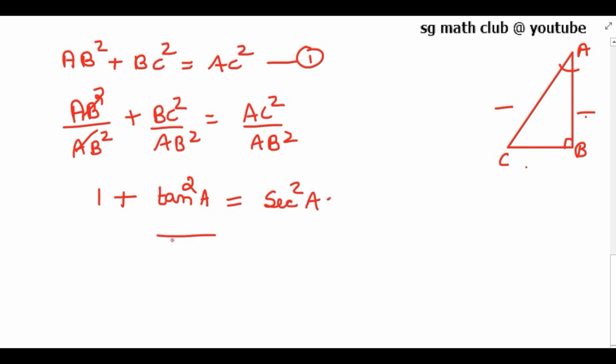So we got our second trigonometric identity also. 1 plus tan square A equal to sec square A. Hypotenuse divided by the adjacent side will be giving you sec A. So since it is square, it is sec square A.